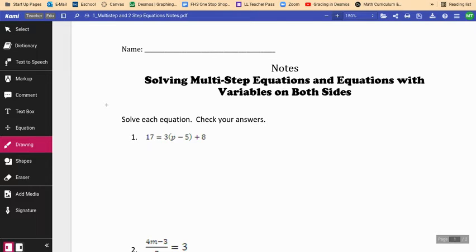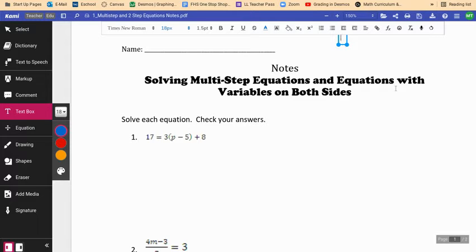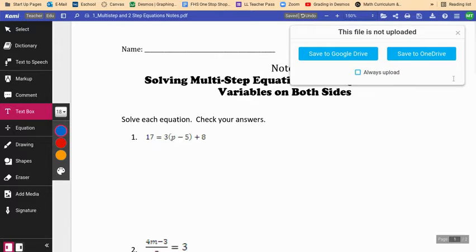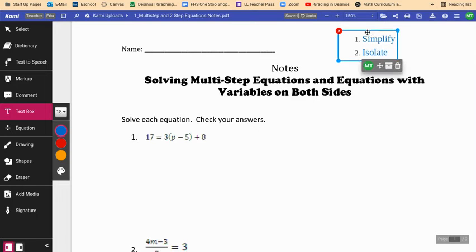Okay, so just to make a little short note up here, I want you guys to understand the first step in solving equations is to simplify. And then second, we're going to isolate. That's how we solve equations. So we're going to look to see if we can simplify anything first, and then once everything is simplified, we can start isolating our variables.